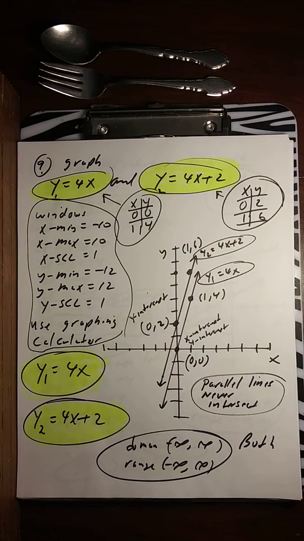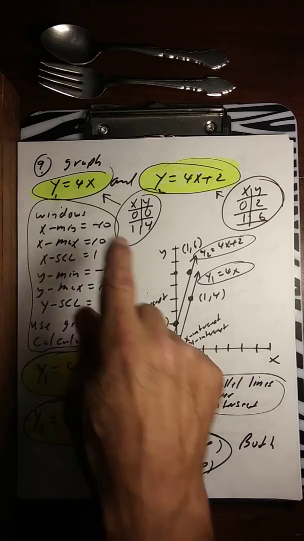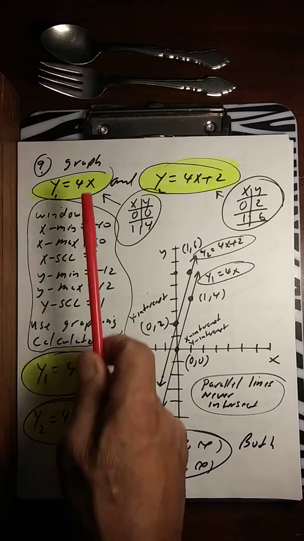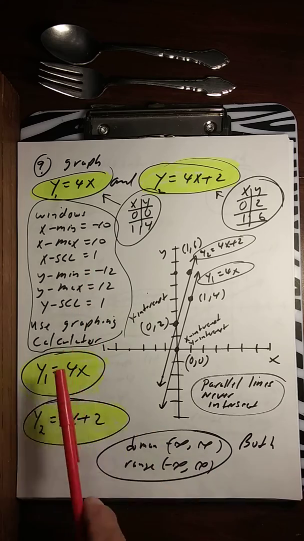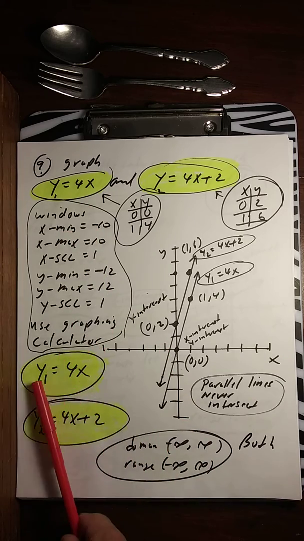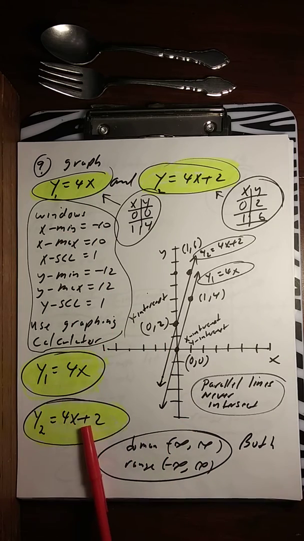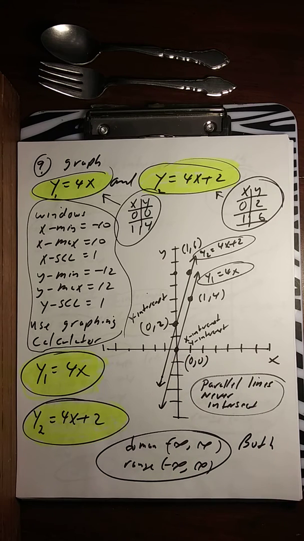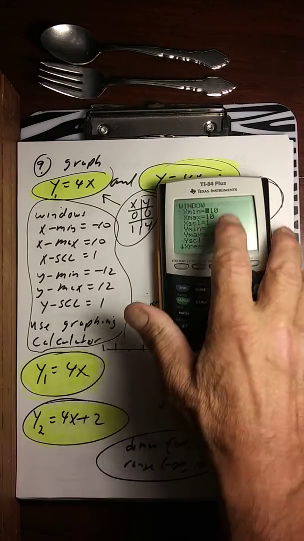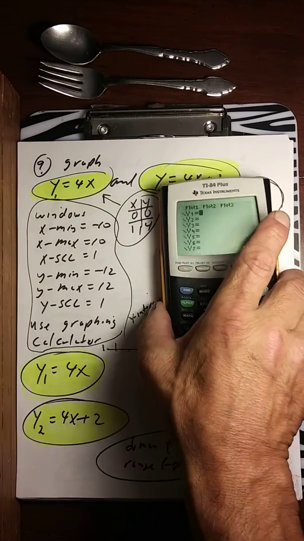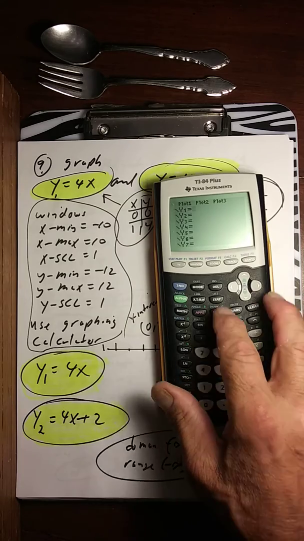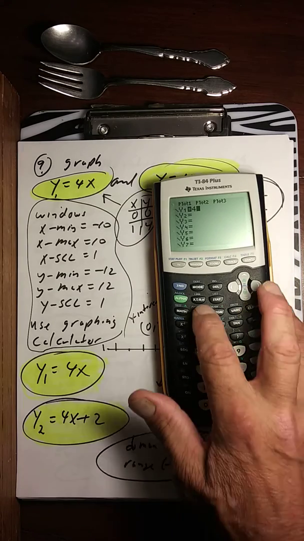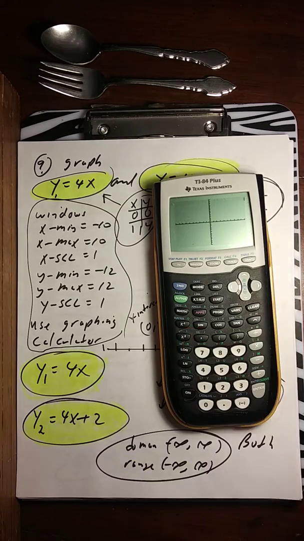Graph y equals 4x and y equals 4x plus 2. Alright, windows, anyway, set the windows up, put y1 equals 4x, y2 equals 4x plus 2. So put in a calculator, sure, let's do that right now. Alright, so windows is fine. So now 4x. So y equals 4x, hit graph.